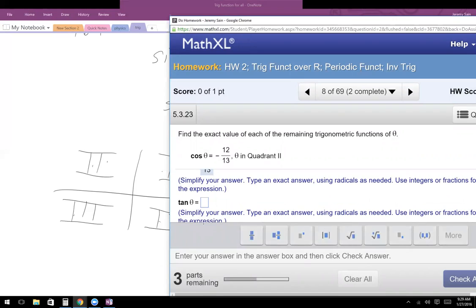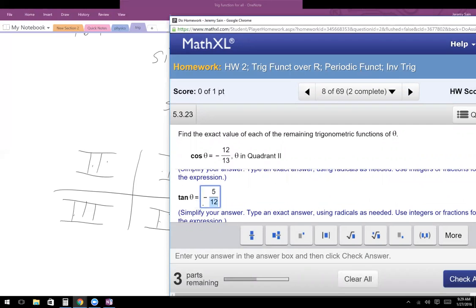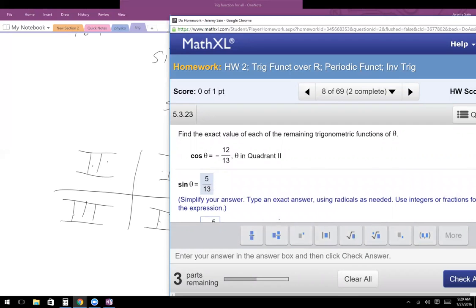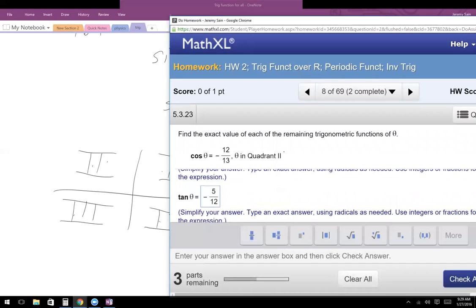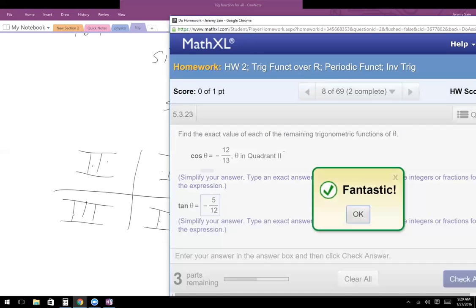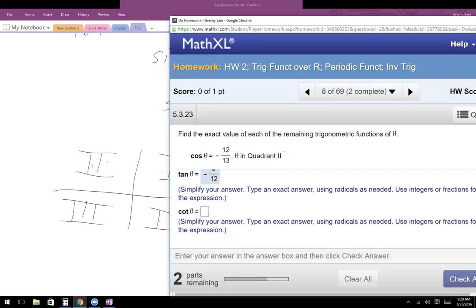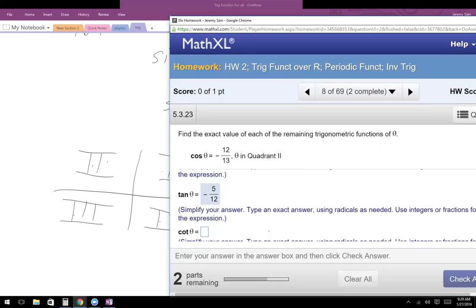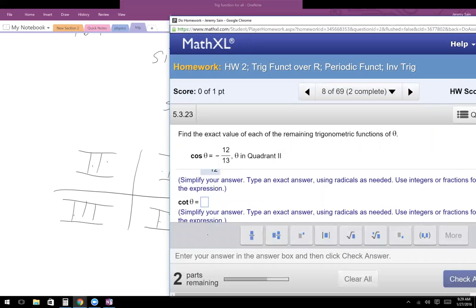Okay, so tangent is sine over cosine. If I put the 5 over 13 over the 12 over 13, the 13s will cancel. So I'll just have 5 over 12. Cotangent is 1 over tangent. So since it was negative 5 over 12, this is going to be negative 12 over 5.